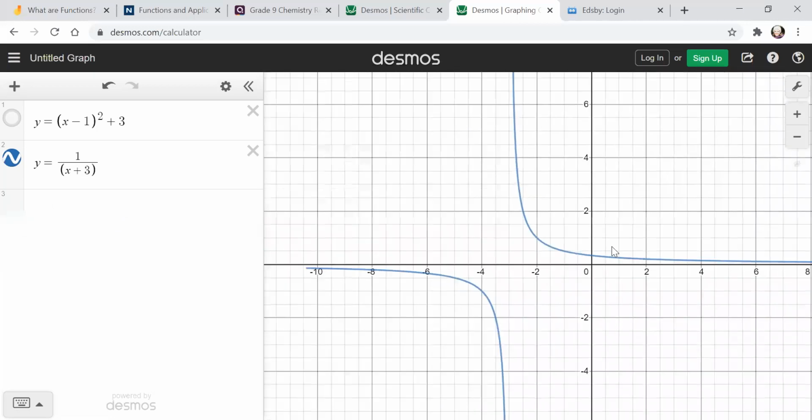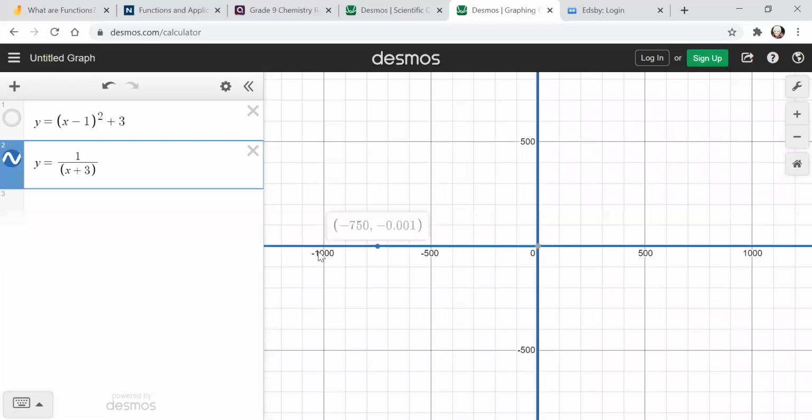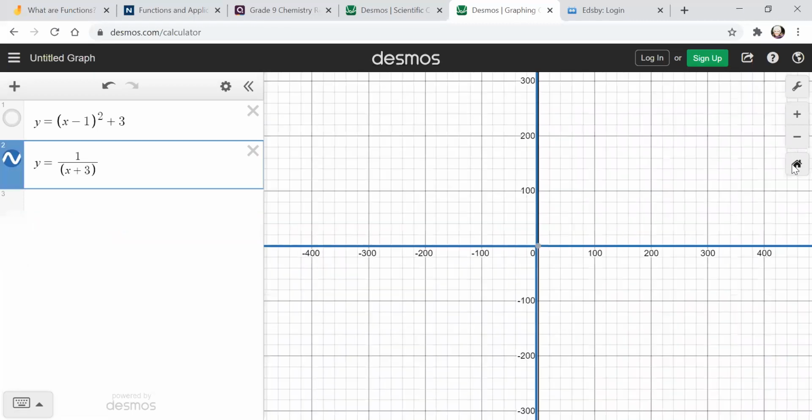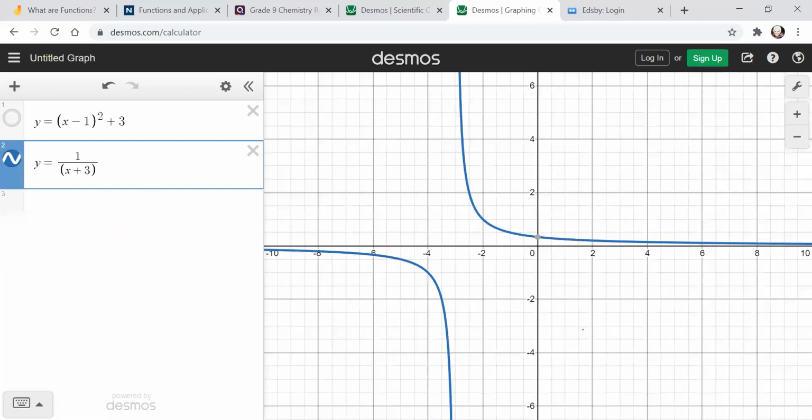It goes infinity to the left and infinity to the right, like it goes this way and it goes this way. The only place it does not exist is at -3. Can you guys see that? Any questions on that? We're learning so many new terms today.